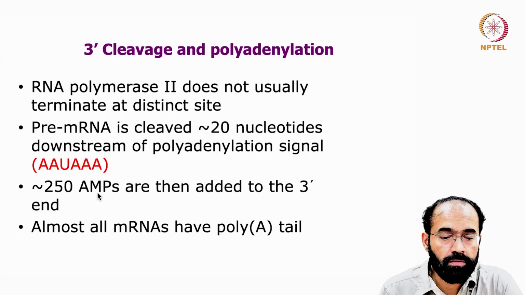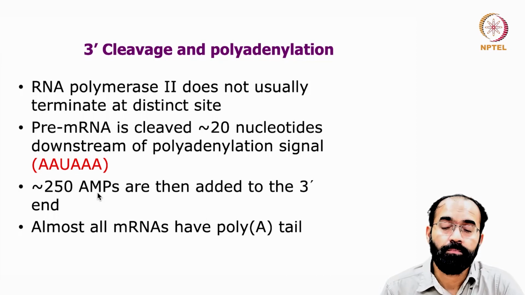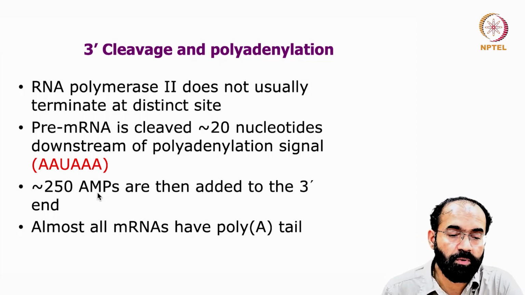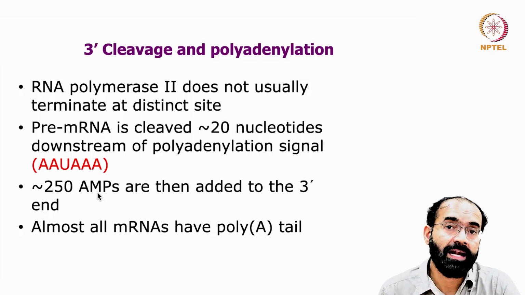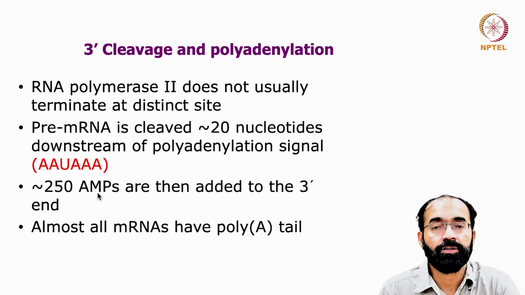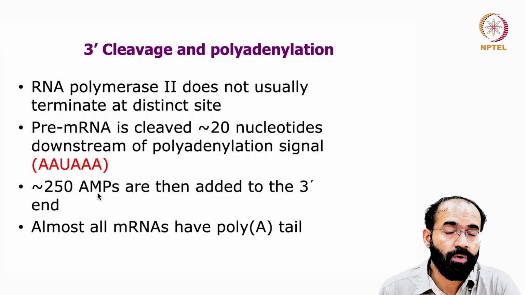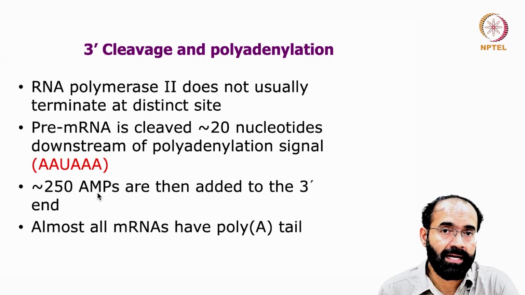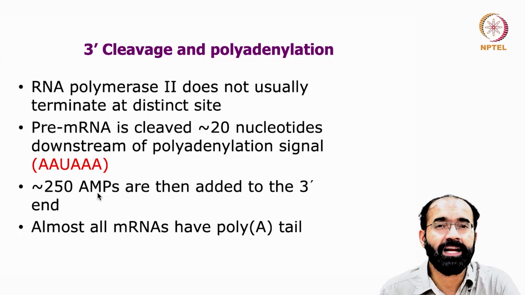And almost all RNAs have a poly A tail. Without a proper poly A tail, RNA is vulnerable to degradation. It is also said that the poly A tail gives an indication of how many rounds an mRNA has participated in protein translation. It is a kind of marking of the age of the mRNA. Let us see what the functions of the poly A tail are.